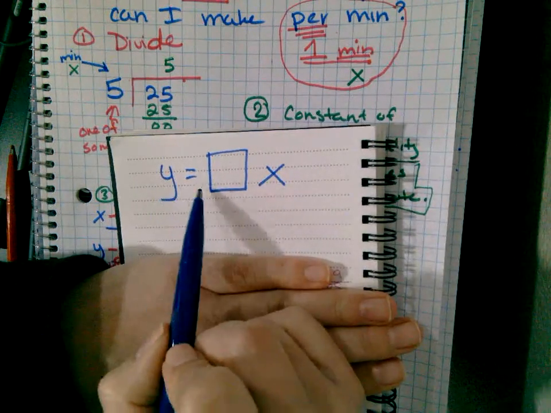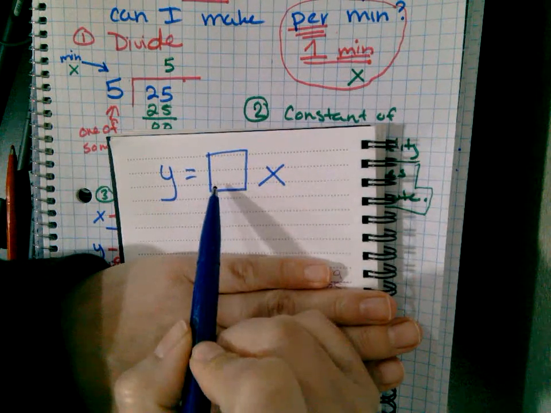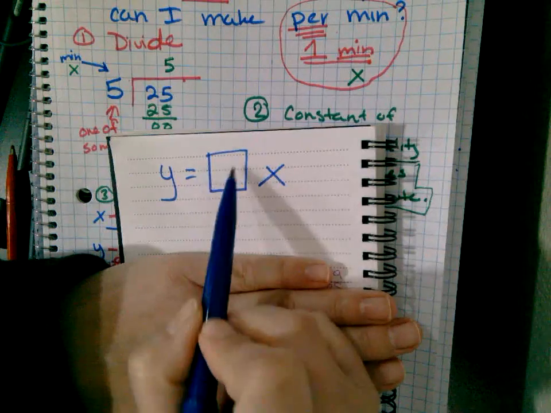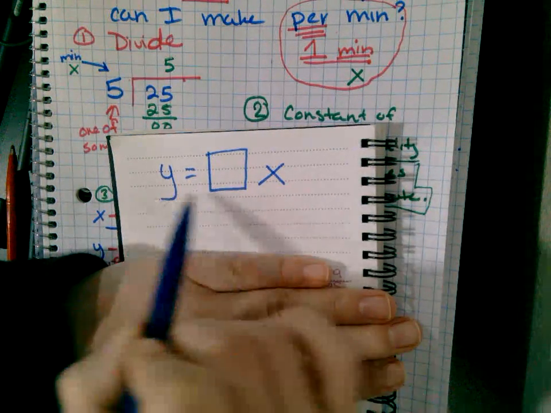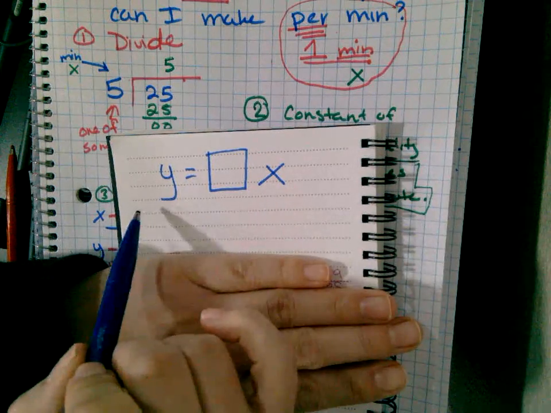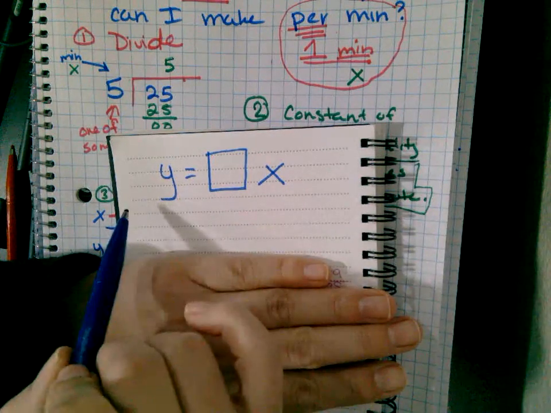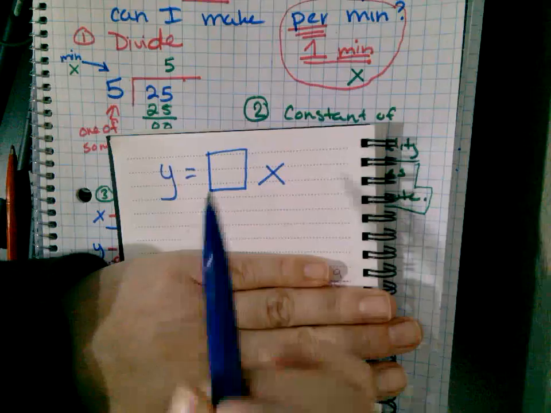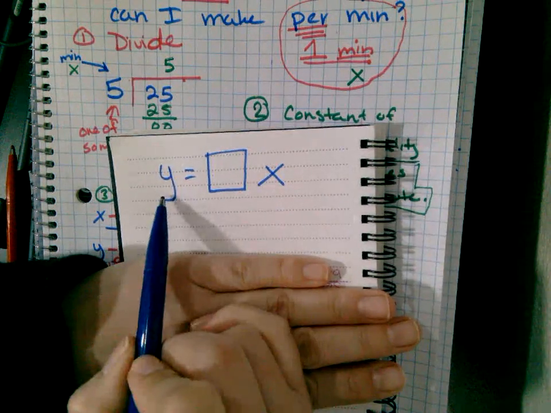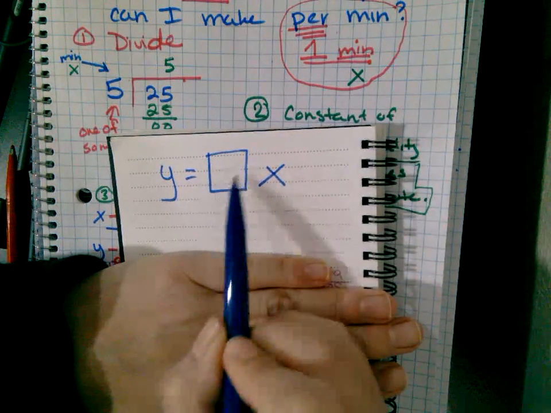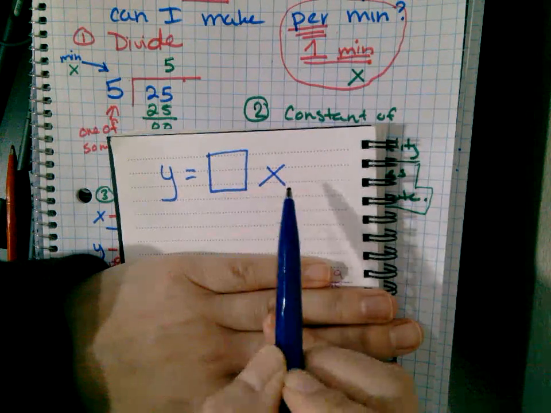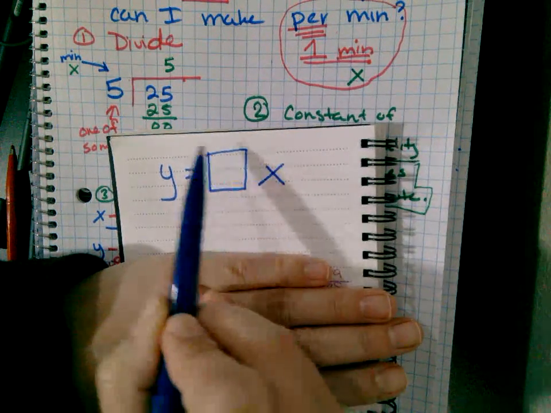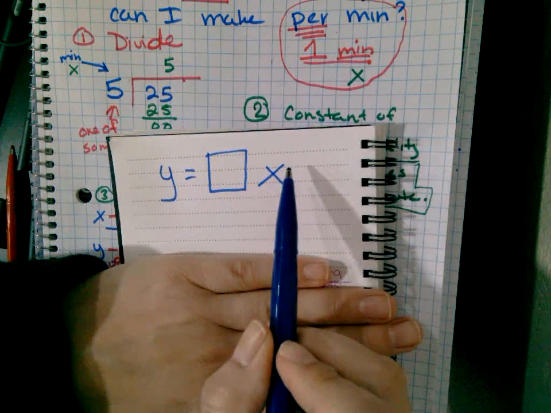It's always going to be y equals the constant of proportionality, your unit rate right here. So this keeps changing, and then it's always x. So this is the basic look, formula, format, however you want to call it, equation. You start with y equals this box. That's where you're going to plug in the constant of proportionality, and then you're going to end it with an x. This is how it's always formatted.